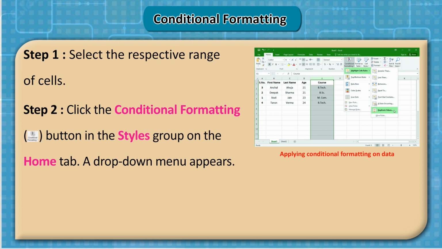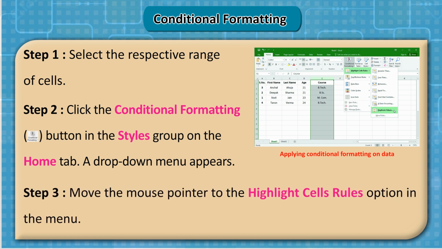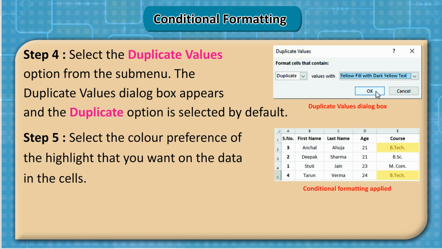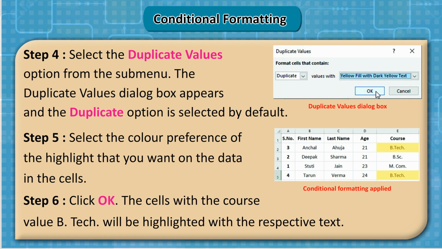Step 2. Click the Conditional Formatting button in the Styles group on the Home tab. A drop-down menu appears. Step 3. Move the mouse pointer to the Highlight Cells Rules option in the menu. Step 4. Select the Duplicate Values option from the submenu. The Duplicate Values dialog box appears and the Duplicate option is selected by default. Step 5. Select the color preference of the highlight that you want on the data in the cells. Step 6. Click OK. The cells with the course value B.Tech will be highlighted with the respective color.